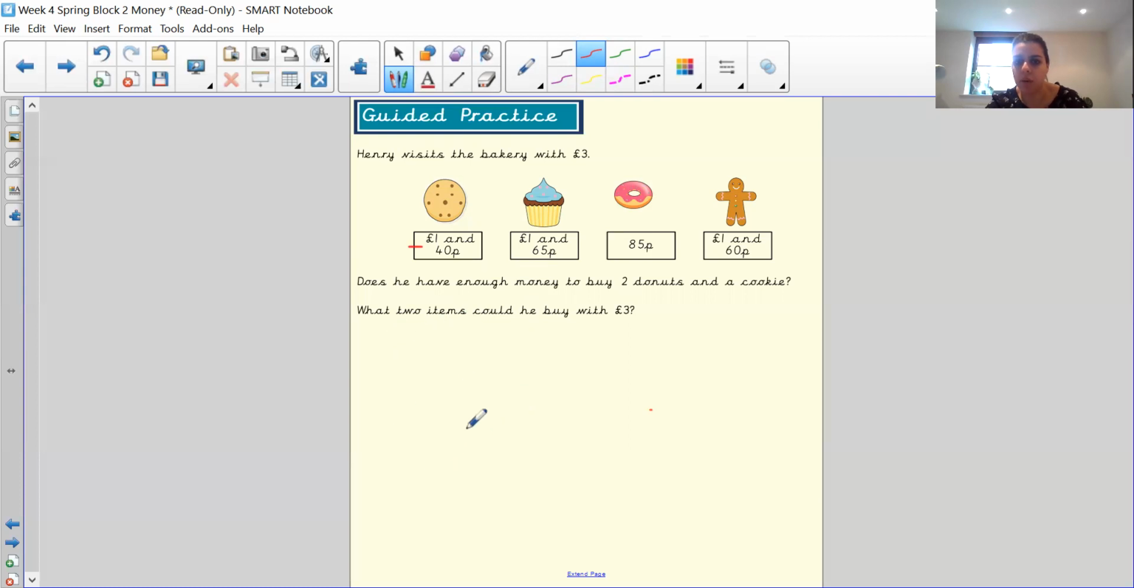I'd like you to have a go at doing that now for me. So pause the video. This may take you a while, and that's absolutely fine. I'd like you to work out which 2 items can you add together to get exactly £3. Give that a go for me. They're going to be 2 different items.